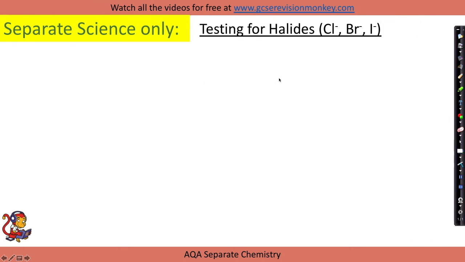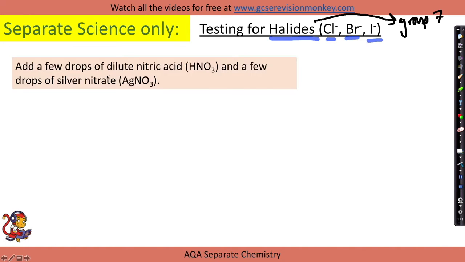If you had a negative result for the carbonates, you might want to then test to see if your compound contained a halide ion. And the three that you need to be aware of for your exam are chloride, bromide and iodide. If you remember, halide ions are from group 7 of the periodic table, where you find the halogens. So to test for these halides, you would add a few drops of dilute nitric acid and a few drops of silver nitrate.